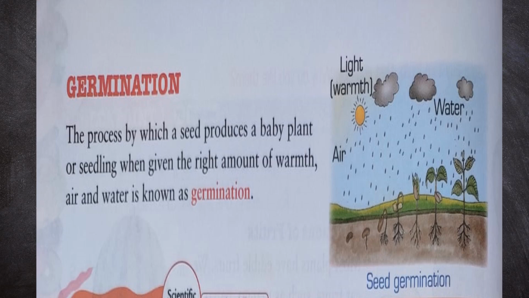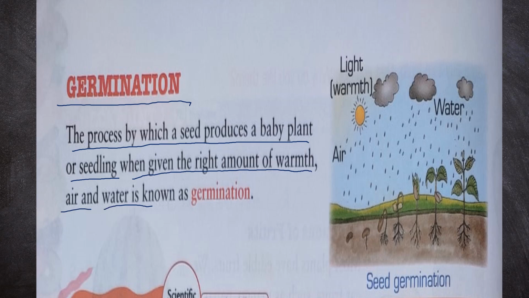Now see germination, the process by which a seed produces a baby plant or seedling when given the right amount of warmth, air and water is known as germination. As we can see in the picture, seed is changing into plant when given the right amount of light, air and water. So this is seed germination.